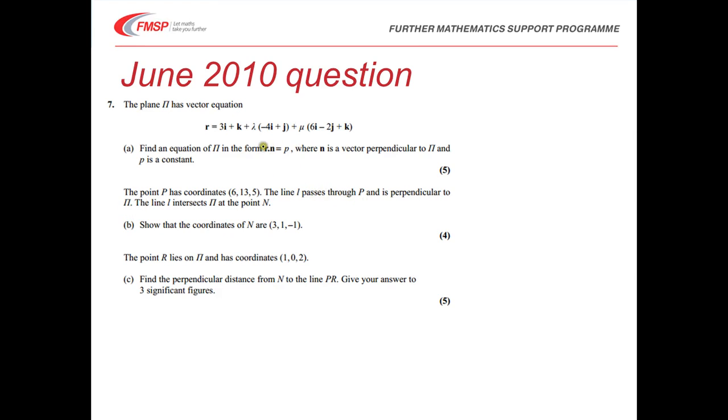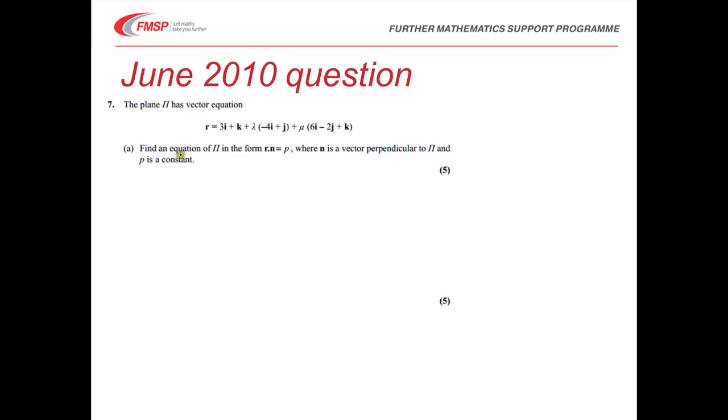The fact we've already got a normal will be helpful then, and we're trying to work out where that line actually cuts through the plane. And then we've got another point on the plane, and we're trying to work out how far it is from N to PR. So we'll need a diagram for that just to work out what's going on there.